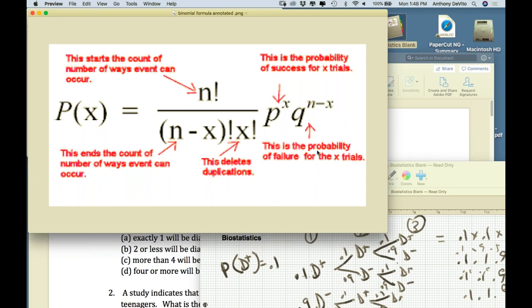Probably not, right? So I could ask you to apply this formula to our situation where we have three different people we sampled, right? Probability that we get one out of three, right? That would be easy, because probability getting one would be equal to 3 factorial, which is 3 times 2 times 1, over 3 minus 1, or 2 times 1, times 1 factorial, which is 1, times probability 0.1 to the first power, times the 0.9 to the 3 minus 1, which is the second power.